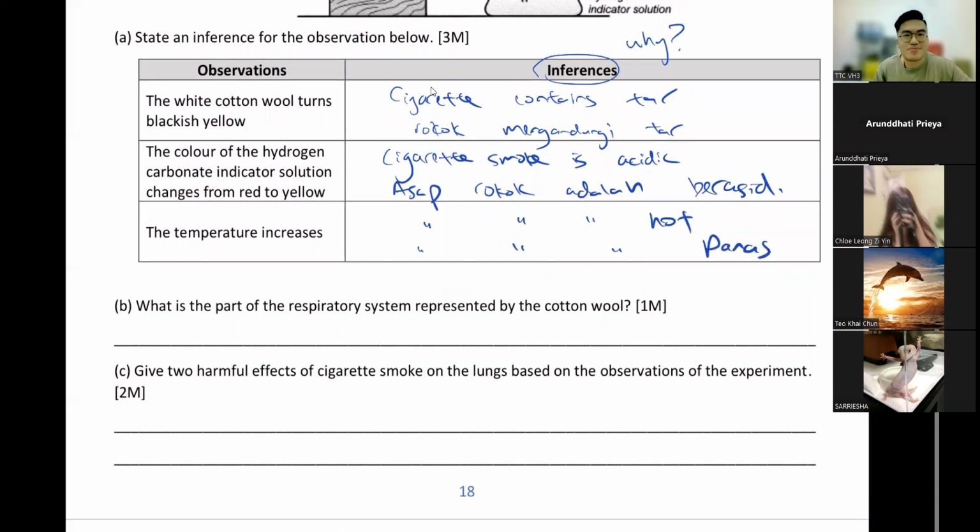Yes, it's hot. Okay, temperature increase means hot, right? How easy can it be, right?